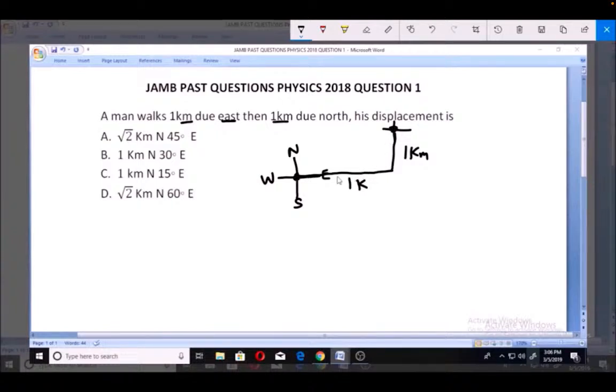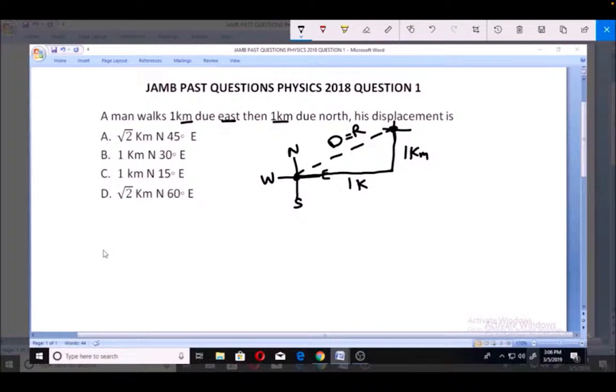So what is the displacement? Displacement is the actual distance from where he started down to where he stopped. So this is the displacement D, also known as the resultant. Because this is the total distance, he can also take this straight to this point instead of walking 1 kilometer down here, then from here 1 kilometer here. So this D is what we are required to find.